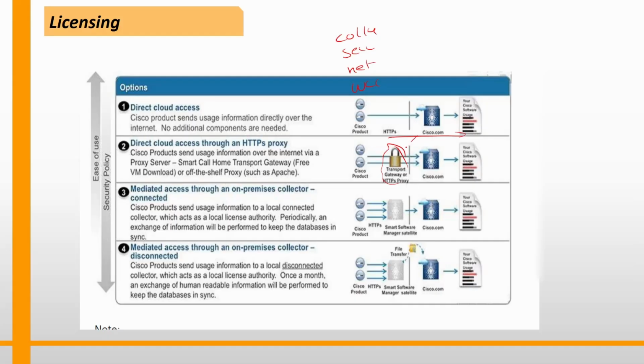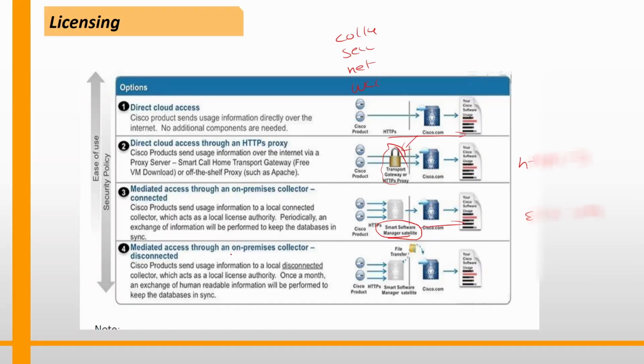Instead of using your own proxy server, where you can create a Windows server and enable Tomcat and HTTPS, through which it will try to connect, you can have your own Smart Software Manager satellite, the license manager. This is software you get on Cisco's portal. You can deploy it on ESXi as a VM, and that will connect to Cisco and share the usage report. So that is also possible.